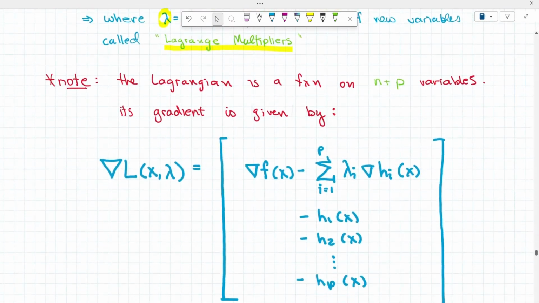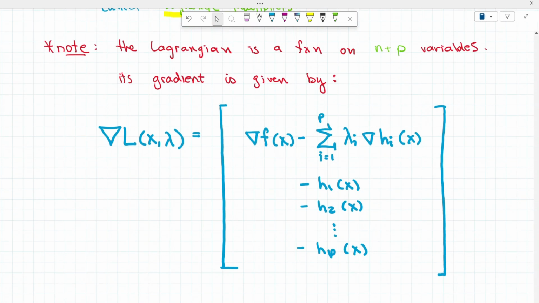So let's just take a note over here. Let's look at this. The Lagrangian is a function of n plus p variables. Remember, n is the number of independent variables x and p is the number of constraint functions. So how many h functions or constraints do we have? And its gradient is given by this right over here.